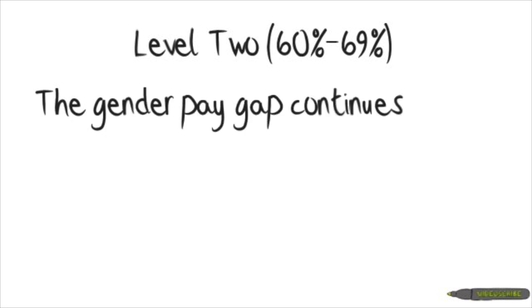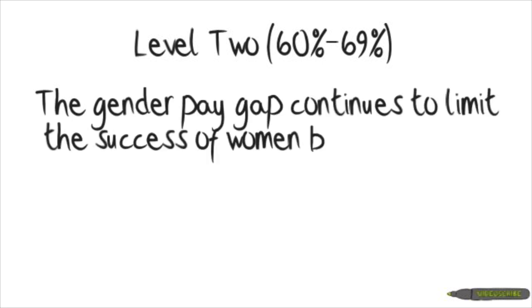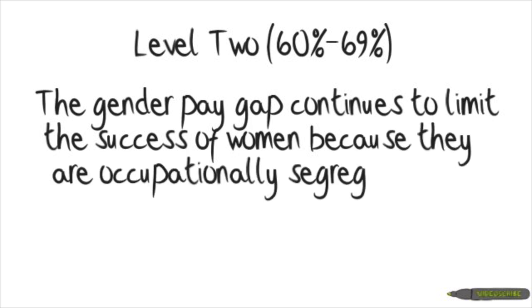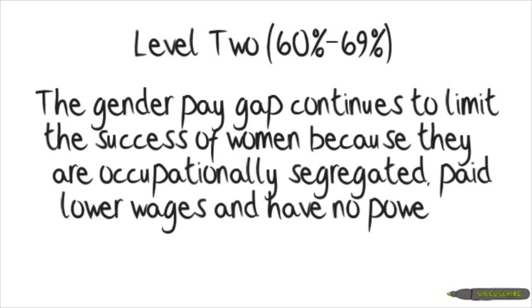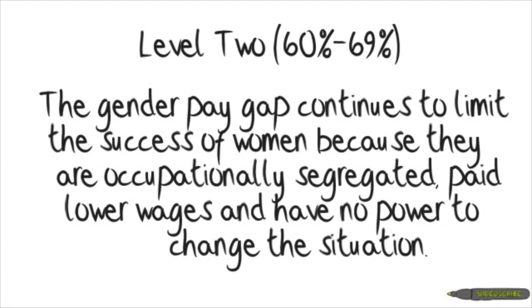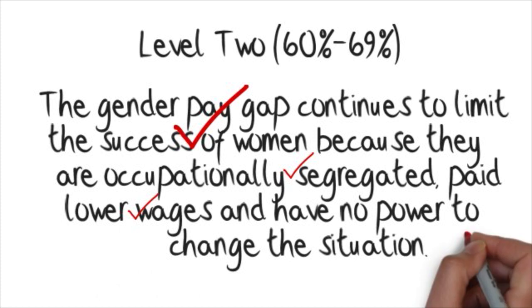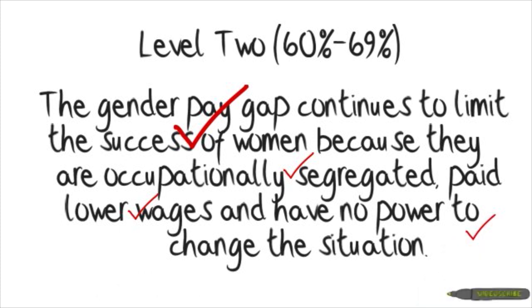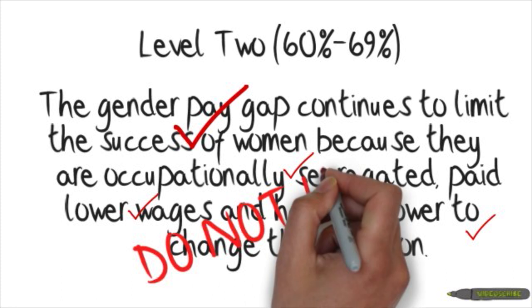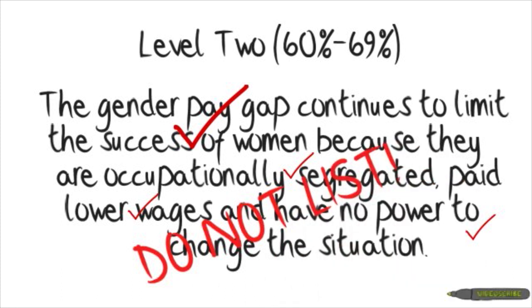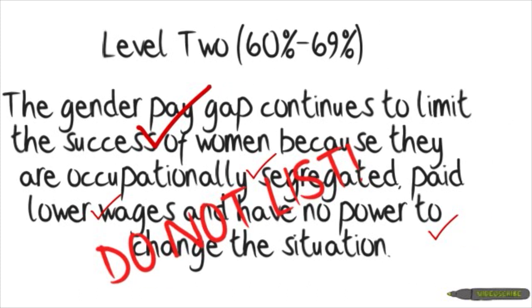A level 2 thesis statement could sound something like this. The gender pay gap continues to limit the success of women because they are occupationally segregated, paid lower wages, and have no power to change the situation. So we have our position, and we also have 3 supporting arguments in this thesis statement, but they are listed and not actually revealed in a way that leads the reader to understand the relationship between them and how they can prove our position. Do not list your supporting arguments.